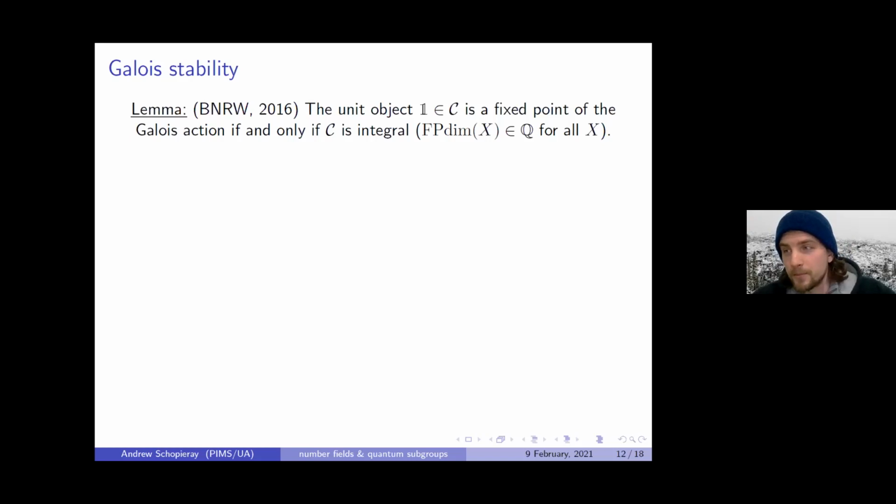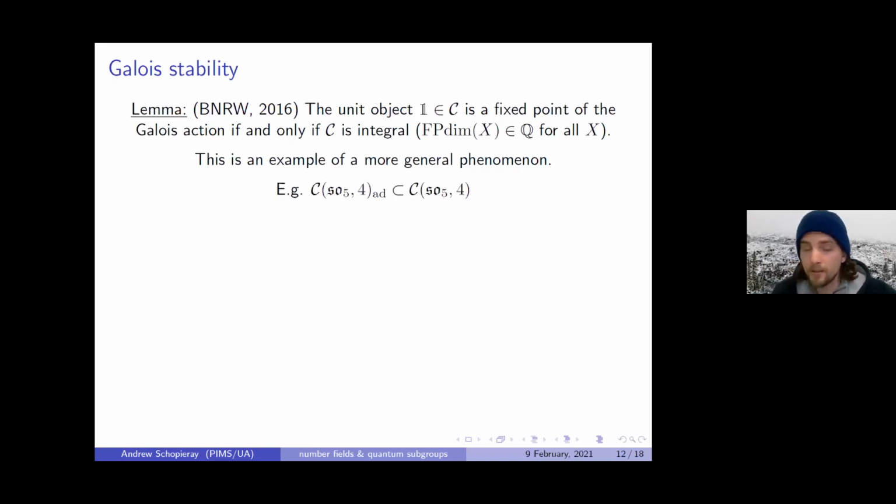So I keep giving this formal warning that if someone writes a result like this, the first instinct that I have is to go along and generalize it. And in this case, that's exactly what happens. So this is an example of a much more general phenomenon, which I'll illustrate by an example. If I look at the adjoint subcategory, so this is a very specific fusion subcategory of our modular tensor category corresponding to SO5 at level 4.